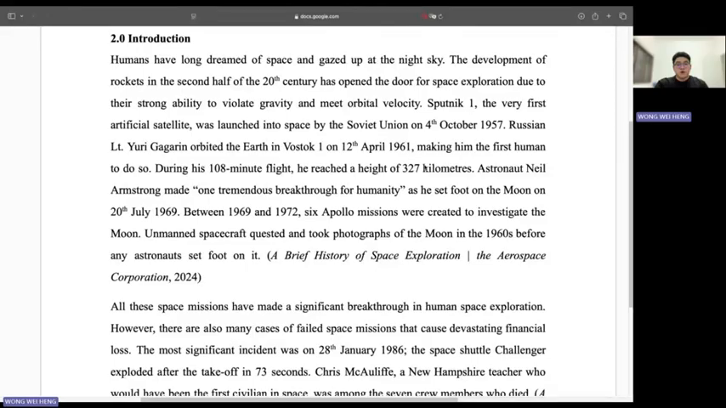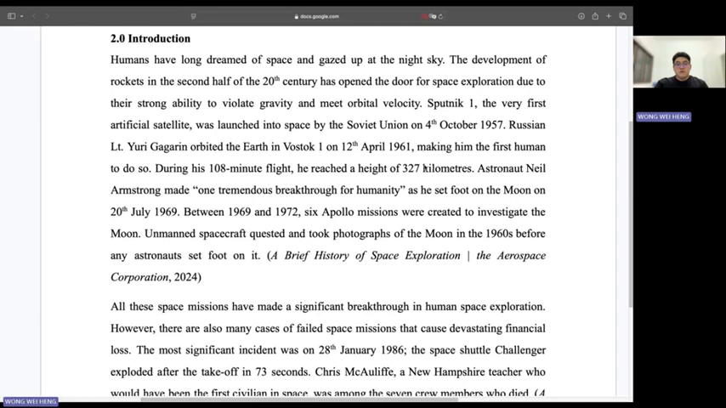Humans have long dreamed of space and gazed up at the night sky. The development of rockets in the second half of the 20th century has opened the door for space exploration due to their strong ability to overcome gravity and meet orbital velocity.